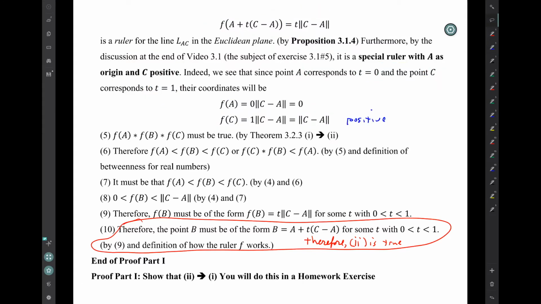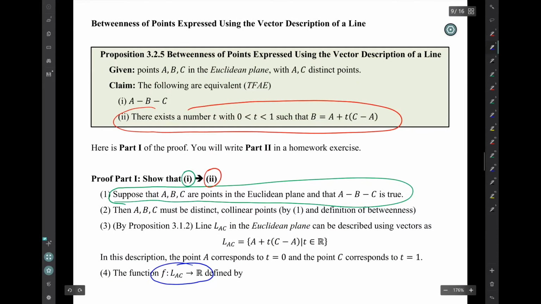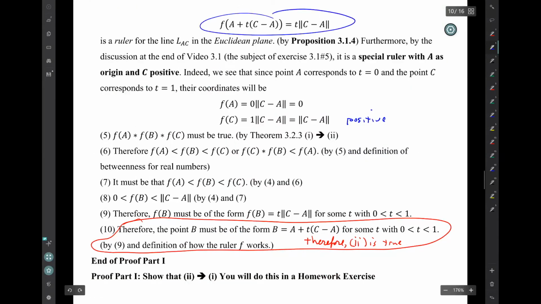So let's recap what we've done so far. We suppose that A, B, C were points in the plane with this betweenness relationship. And we use that to be able to say that those must be distinct collinear points. We came up with a description of the line, a vector description of the line that they all lie on, and we came up with a vector description of a ruler, the special ruler for that line. This function is a special ruler.